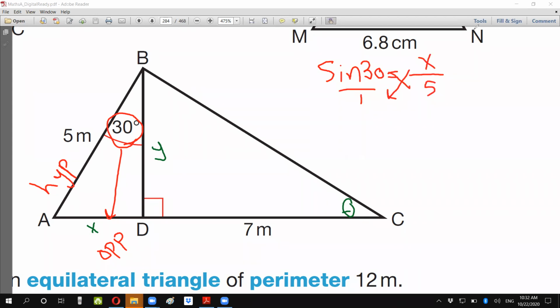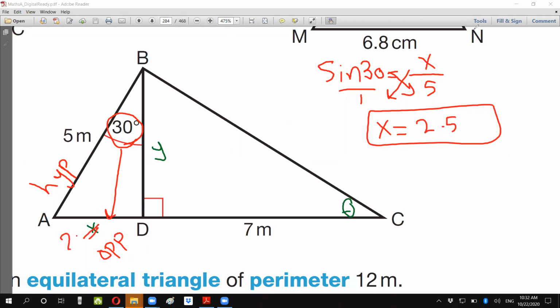Here, out of 1, cross multiplication. X is equal to sine 30 times 5, which is 2.5. I will write here 2.5. We solved it yesterday. Yes, teacher, we solved it. Okay, let us complete.